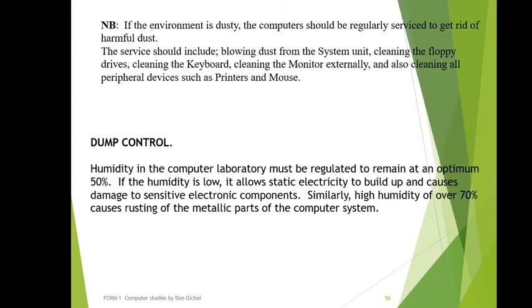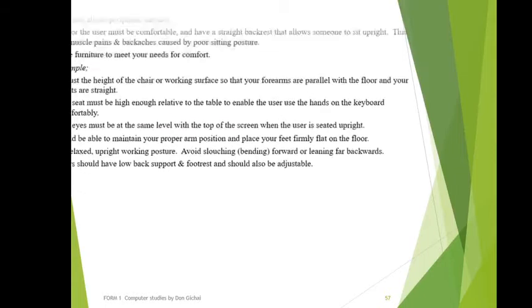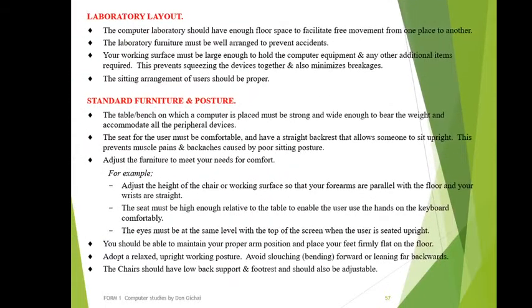Then we have damp control. Damp is humidity, water, or moisture. Humidity in the computer lab must be regulated to maintain the optimum 50%. If the humidity is low, it allows static electricity to build up and causes damage to sensitive electronic components. Similarly, high humidity of over 70% causes rusting of the metallic parts of the computer system. Therefore, you have to control the humidity. You can install dehumidifiers.